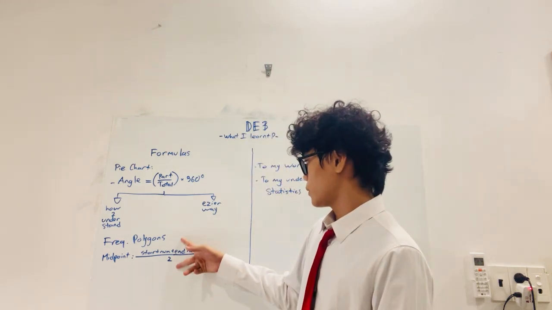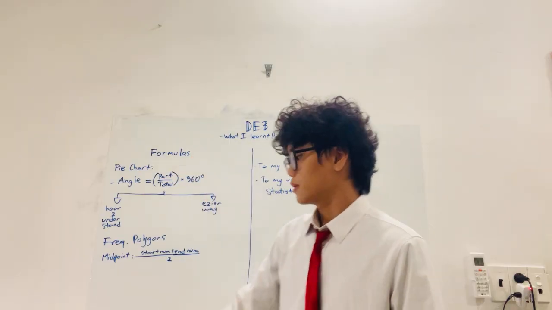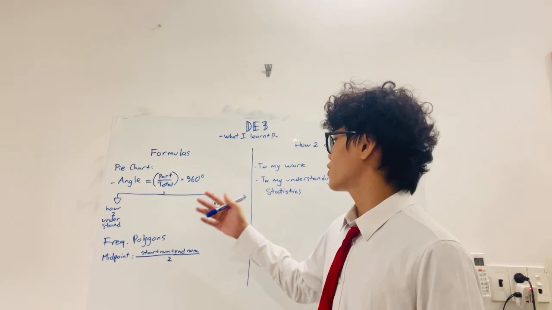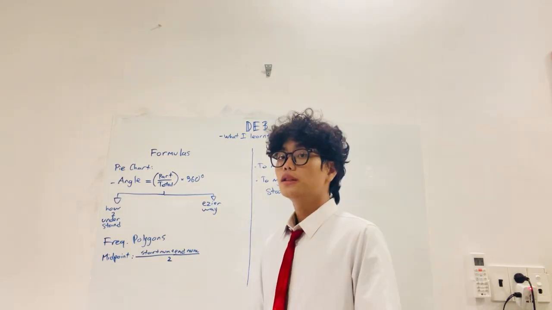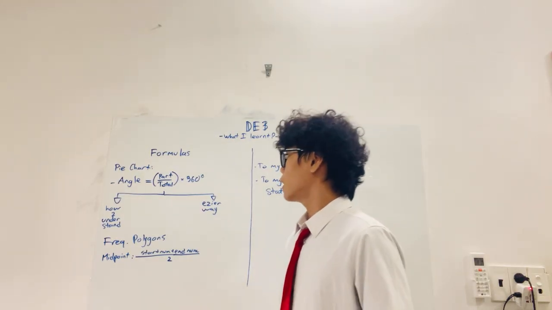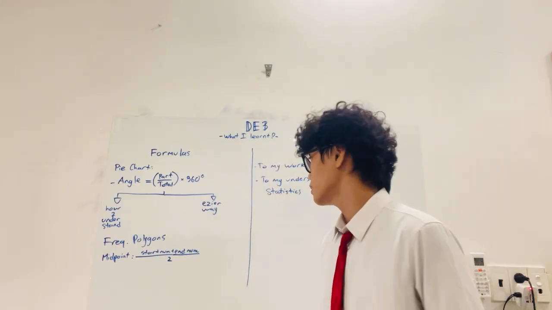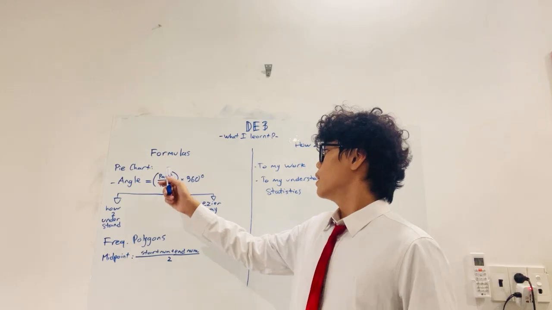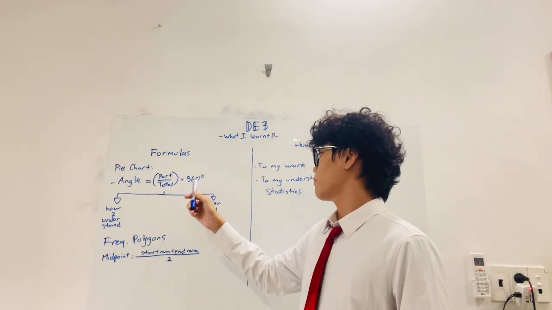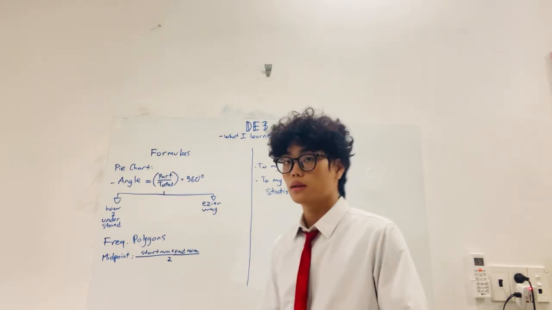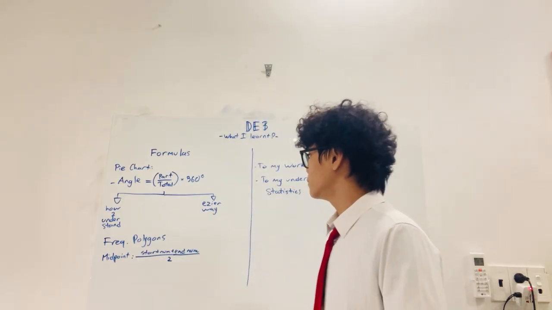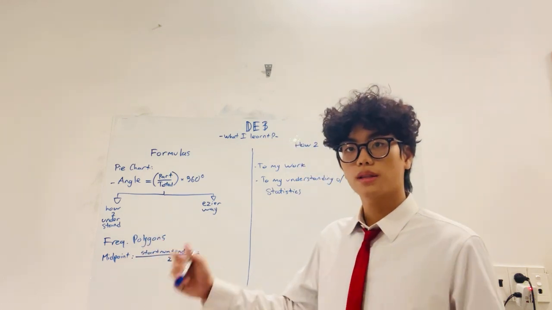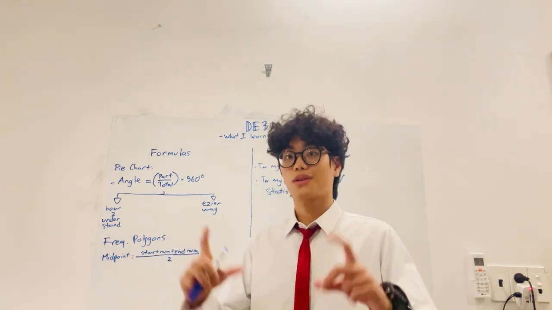Firstly is going to be the frequency polygons and the pie charts. I believe we all know what a pie chart and a frequency polygon look like. So let's start. The formula that I've researched and figured out for the pie chart is: angle equals, in parentheses, part divided by total, multiplied by 360 degrees. Firstly, 360 degrees is the whole circle.